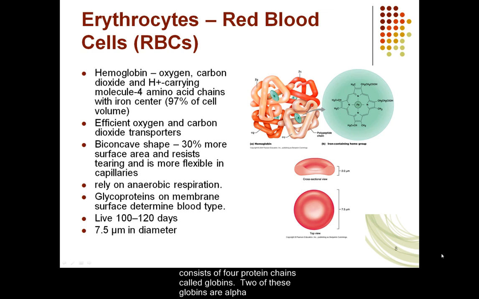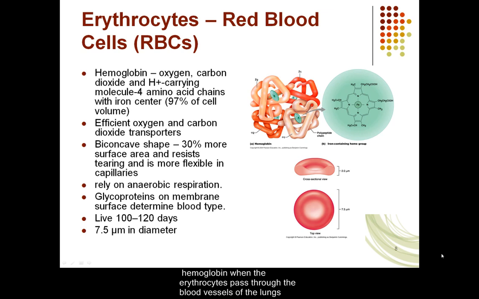Each hemoglobin molecule consists of 4 protein chains called globins. 2 of these globins are alpha chains and 2 are beta chains. All globin chains can bind a heme group. A heme group consists of a pyrrole ring made in the mitochondria and an iron center. Oxygen binds to the iron for transport in the blood. Since each molecule of hemoglobin has 4 of these heme groups, each hemoglobin then has 4 iron ions and is thus capable of binding 4 oxygen molecules.